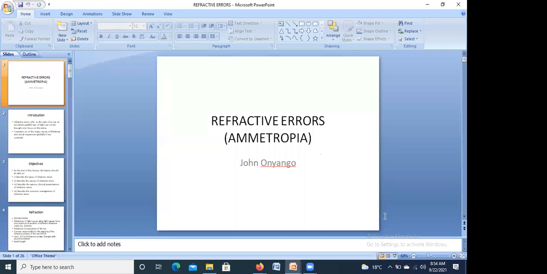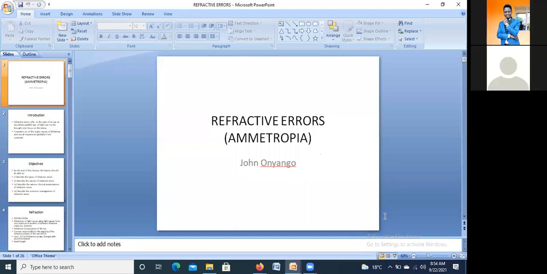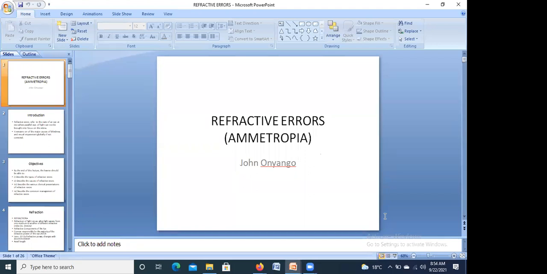So for a normal eye, the light rays are supposed to be refracted and they should fall onto the retina. That is a normal eye, and that's what we call emmetropia. But if the light rays are not being focused onto the retina, that is, they can either focus in front of the retina or focus behind the retina, then that state of the eye is called a refractive error or ametropia. So that is what our discussion is all about.